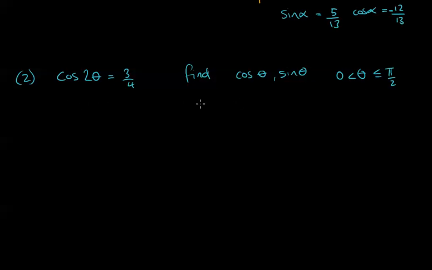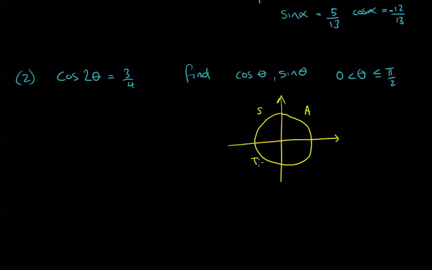Now let's draw our unit circle. All tools crawl. So it's between 0 and pi over 2, so that means it's here, so whatever we work out has got to be positive. Remember, they're all positive here, so sine, cos, and tan are positive here. So whatever it is, they're going to be positive numbers.